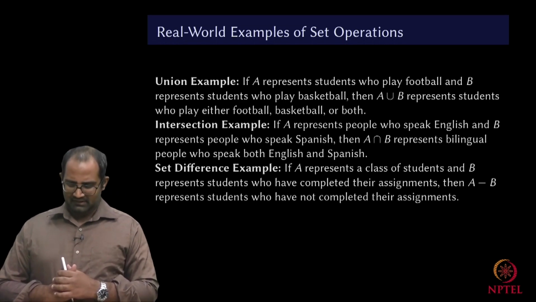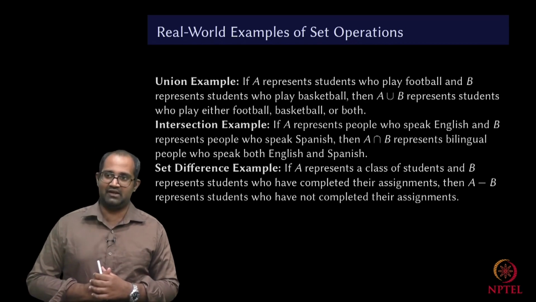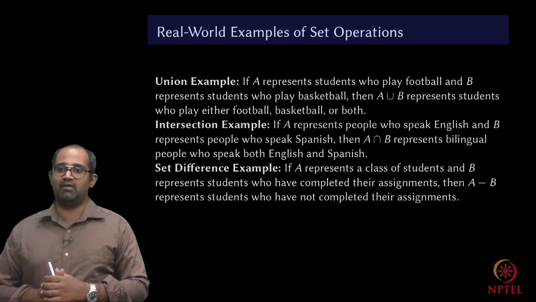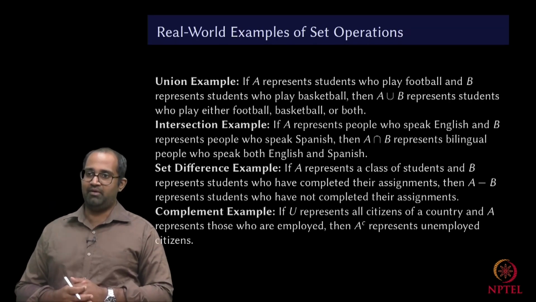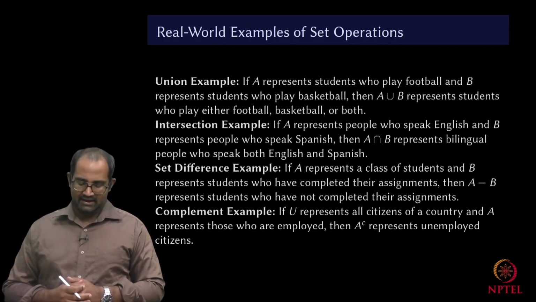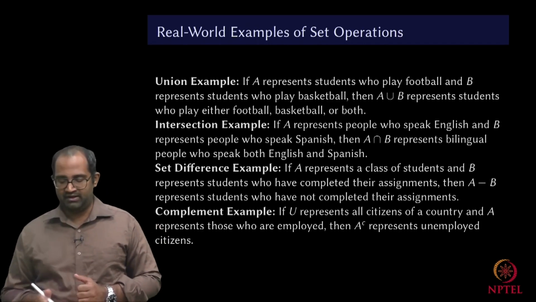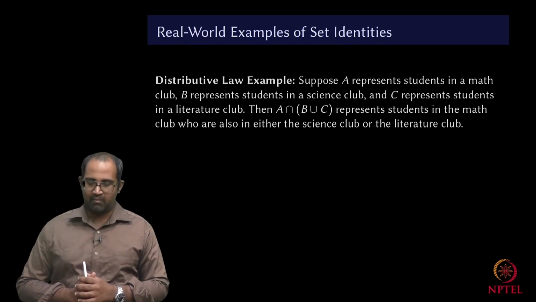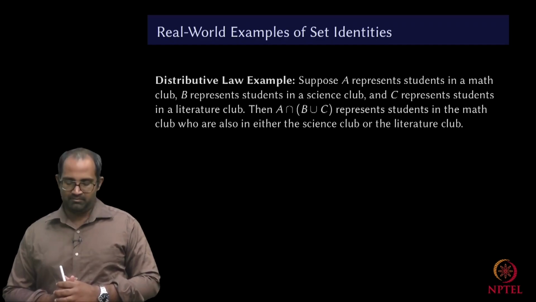If A represents the class of students and B represents those who have completed the assignments, A minus B are the delinquents. These are students who have not completed their assignments. Finally, to take an example of a complement, if U represents all citizens of a country and A represents those who are employed, then A complement represents unemployed citizens. Now, let us see some examples of identities. Again, I apologize, they are all highly trivial, but nevertheless let us go through them.